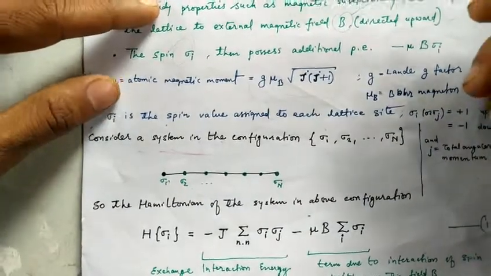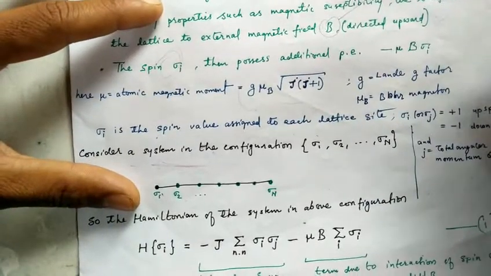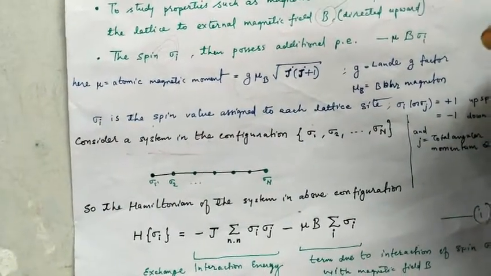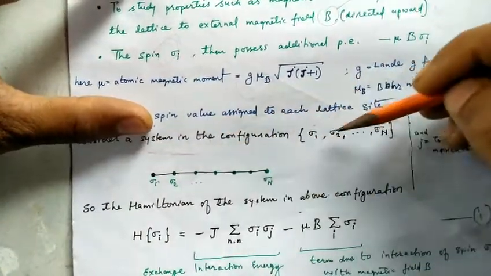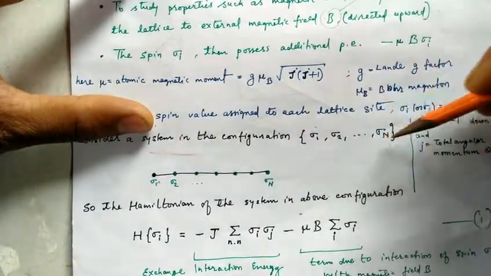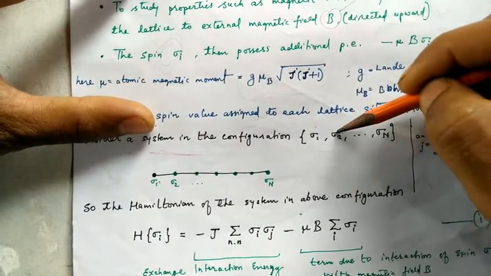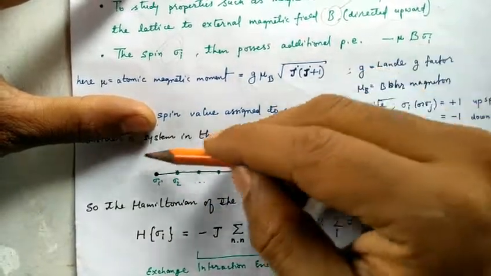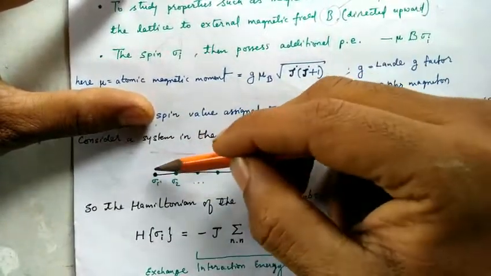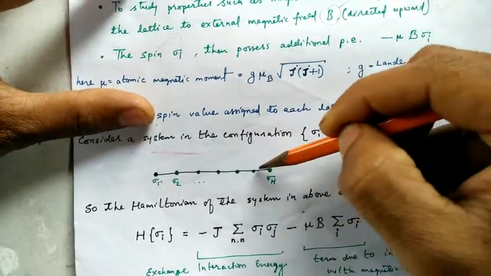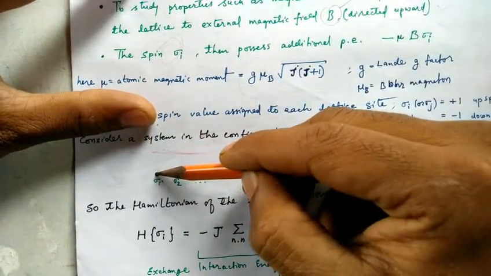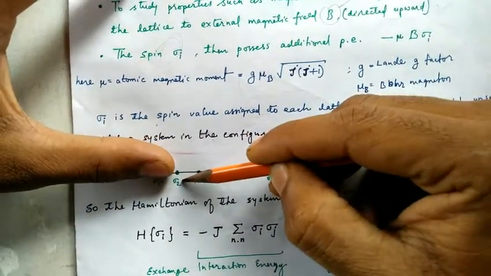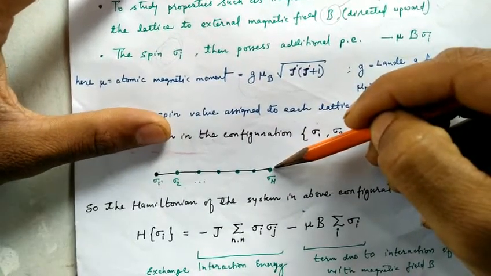Okay friends, now let's develop our theory about the Ising model. To develop the theory, you need to consider a system. We consider our system in this configuration. Here, sigma 1, sigma 2 are the spins assigned to the lattice sites. To understand it better, consider that this and this are the lattice sites, and each lattice site has a spin. For the first lattice site the spin is sigma 1, for the second lattice site the spin is sigma 2, and so on. For the last site the spin is sigma n.